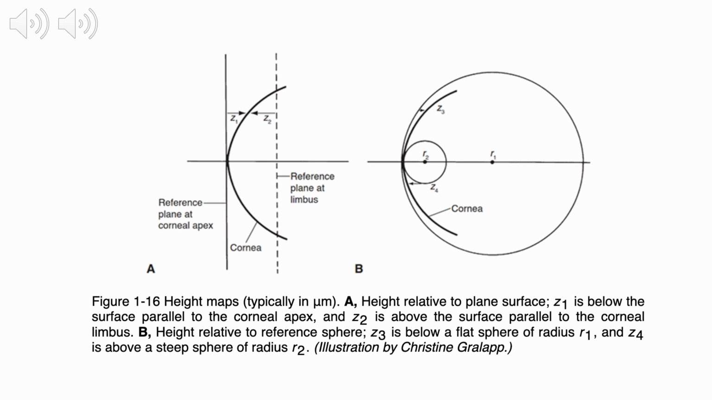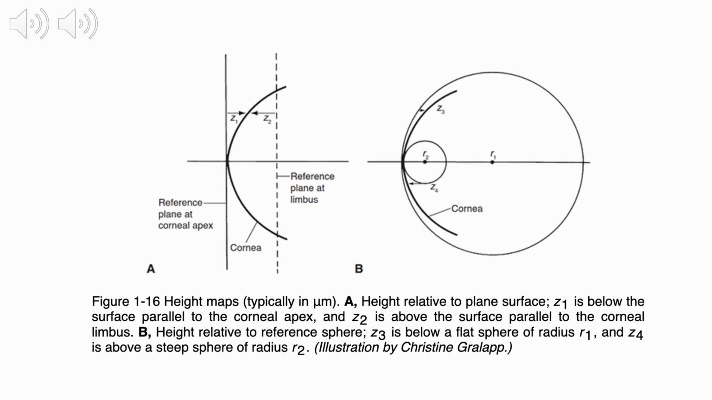The labels Z1 and Z2 are just height measurements. When the cornea sits behind the reference plane, that height value is negative, like Z1. When the cornea sticks out in front of the reference plane, the height is positive, like Z2. The important point is that the cornea itself has not changed at all. The only thing that changed is where we place the reference plane, and that alone changes the measured height. Now move to panel B.